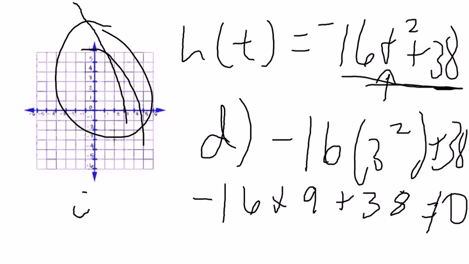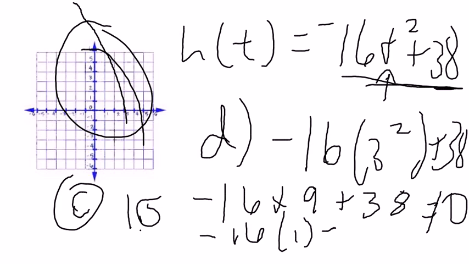And if you worked it out, it shows that 1.5 seconds gives you a height of 0. Or you can also take 1 second and plug it in. So you get negative 16 times 1 squared plus 38. After 1 second, that's going to give you 22 feet. So you can see in the graph that 1 just about meets where 22 is. That sounds good. So C would be your answer right there.